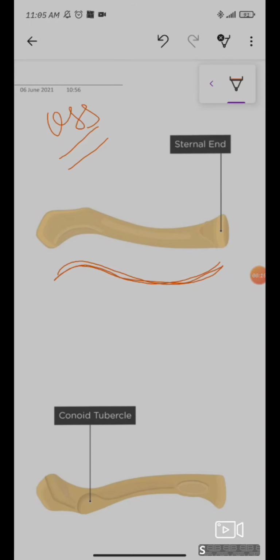So first we discuss the peculiarities of clavicle, or we can say the characteristics of clavicle. We have discussed two characteristics: it is the first bone to be ossified and the only bone to lie horizontally in the body. Okay, and it is the only long bone that lies horizontally and there is no medullary cavity. So now more talk about clavicle.